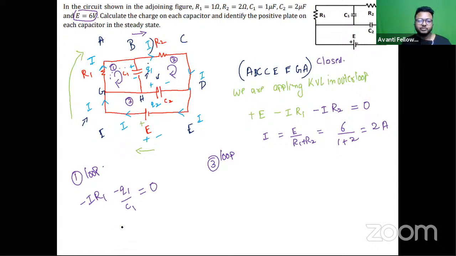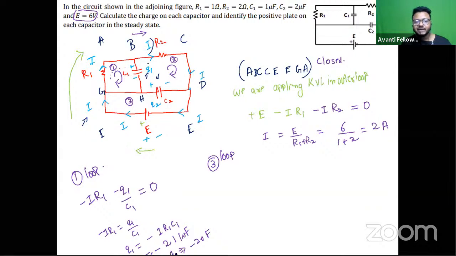So how much will you get? You need to find the charge Q1, right? So minus I into R1 should be equal to Q1 by C1. So Q1 is equal to minus I R1 C1. The I value is 2, the R1 value is 1, and C1 they have given as 1 microfarad. So you'll get minus 2 microcoulomb.